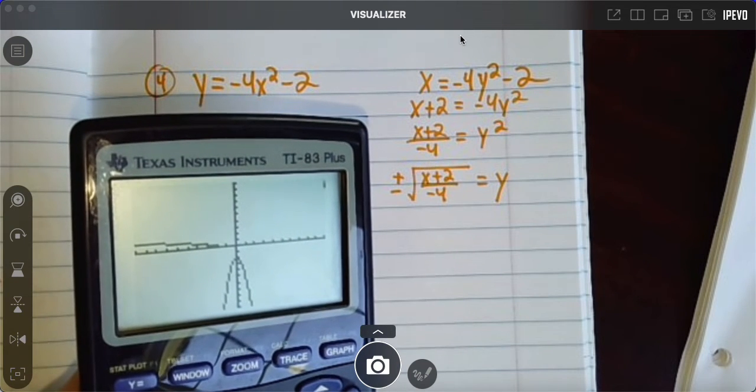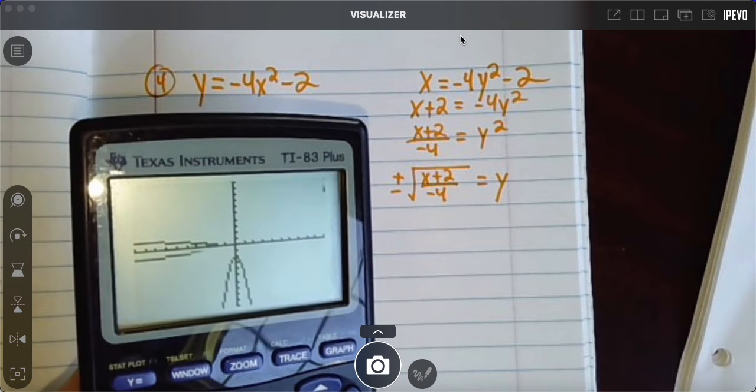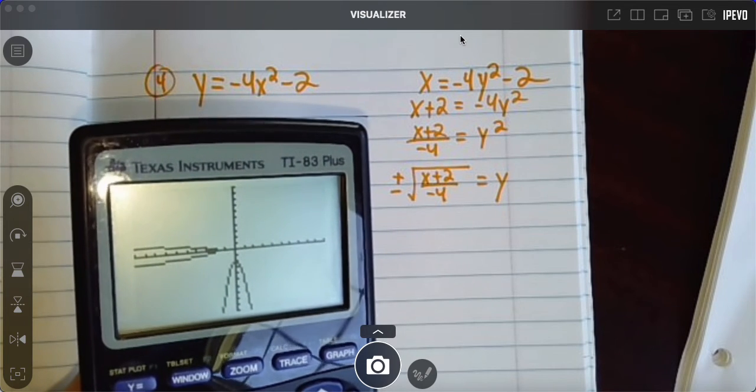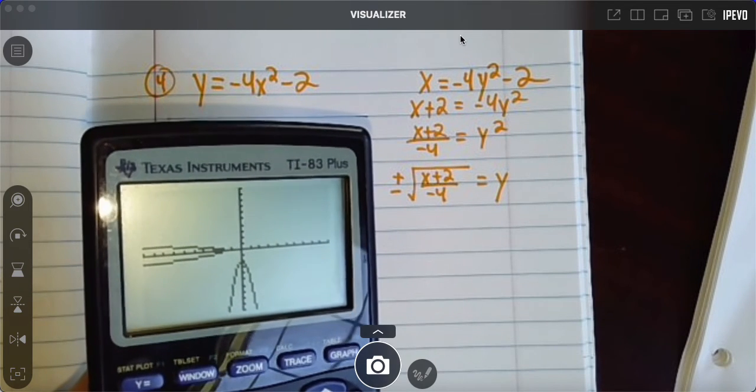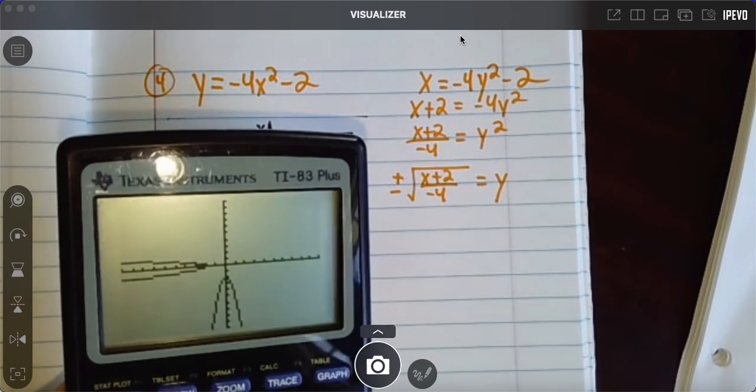There's my parabola, and there's my sideways parabola. They're backwards from normal because they were negative, right? Because it was negative, so it's going down.